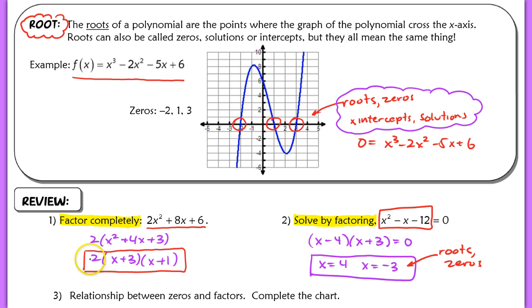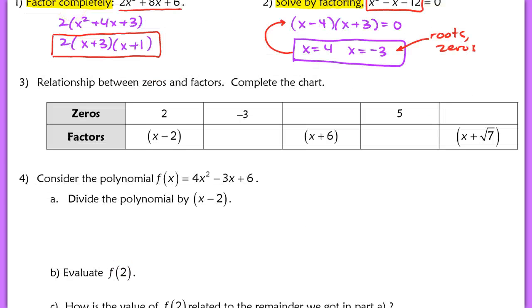So notice a big difference. Here we're solving, we're finding individual zeros or roots. Here we're just finding the factors, but they are related. Our roots came from these particular factors. So there is definitely a relationship between zeros and factors. Now we definitely see a clear relationship between zeros and factors.